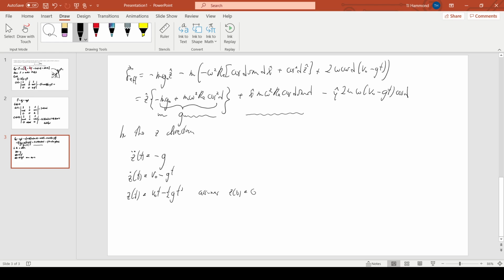You can calculate what the maximum height is by two ways. You can use conservation of energy. So conservation of energy is the easier way. And what you get is 1/2 m v naught squared, so the kinetic energy, is going to be equal to the maximum potential energy, so that's mgh, or what you get is v naught equals the square root of 2gh.